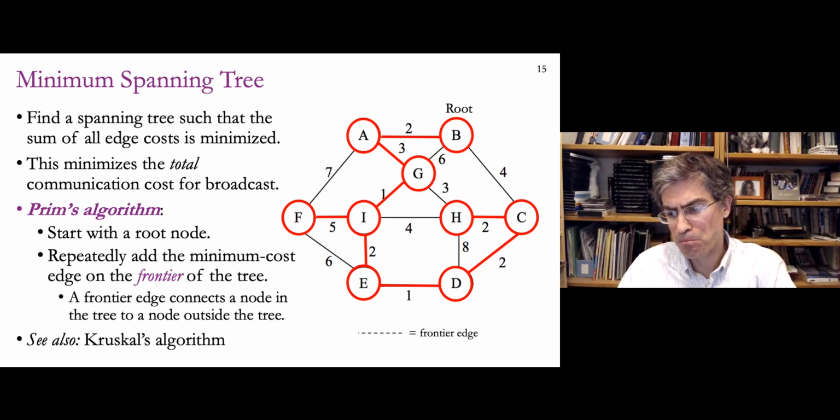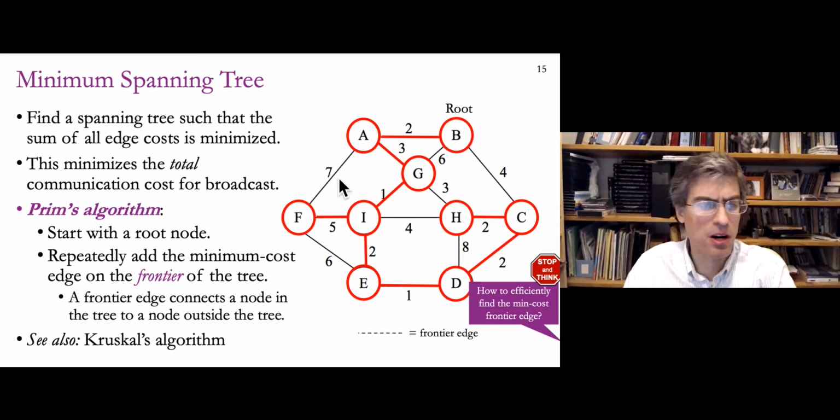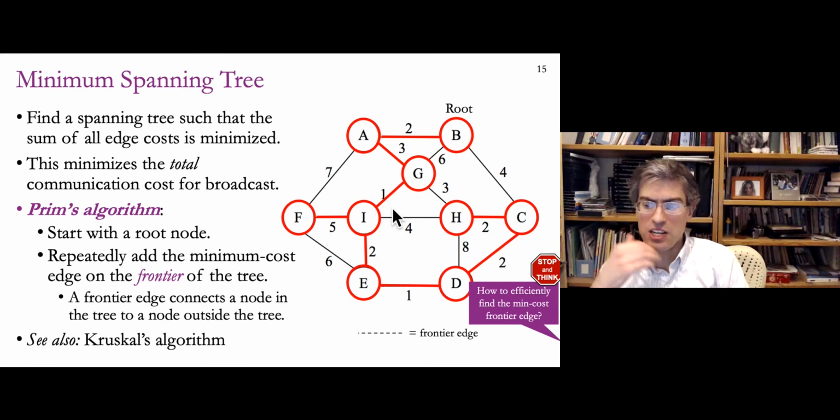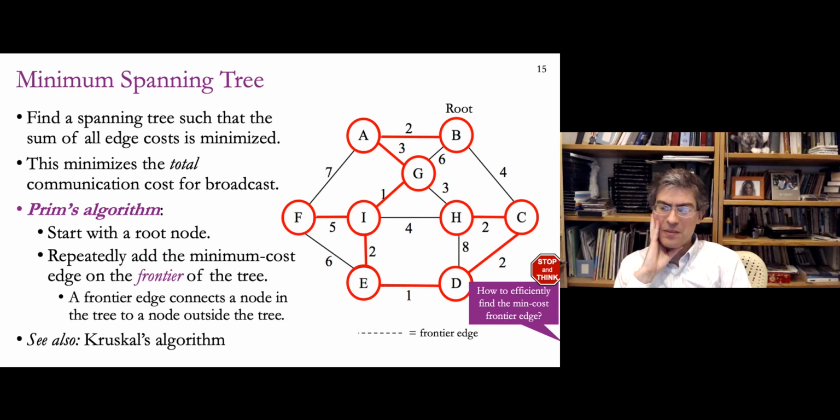So that's Prim's algorithm. You're not going to have to implement it for this class, but the trickiest part about implementing it is efficiently finding the minimum cost frontier edge. So we have a frontier edge set that's constantly changing. You can stop and think about how to do that. That's a good LeetCode kind of interview question to think about, although it's kind of challenging. It's like a hard difficulty one, I think. So let's stop and think about that.